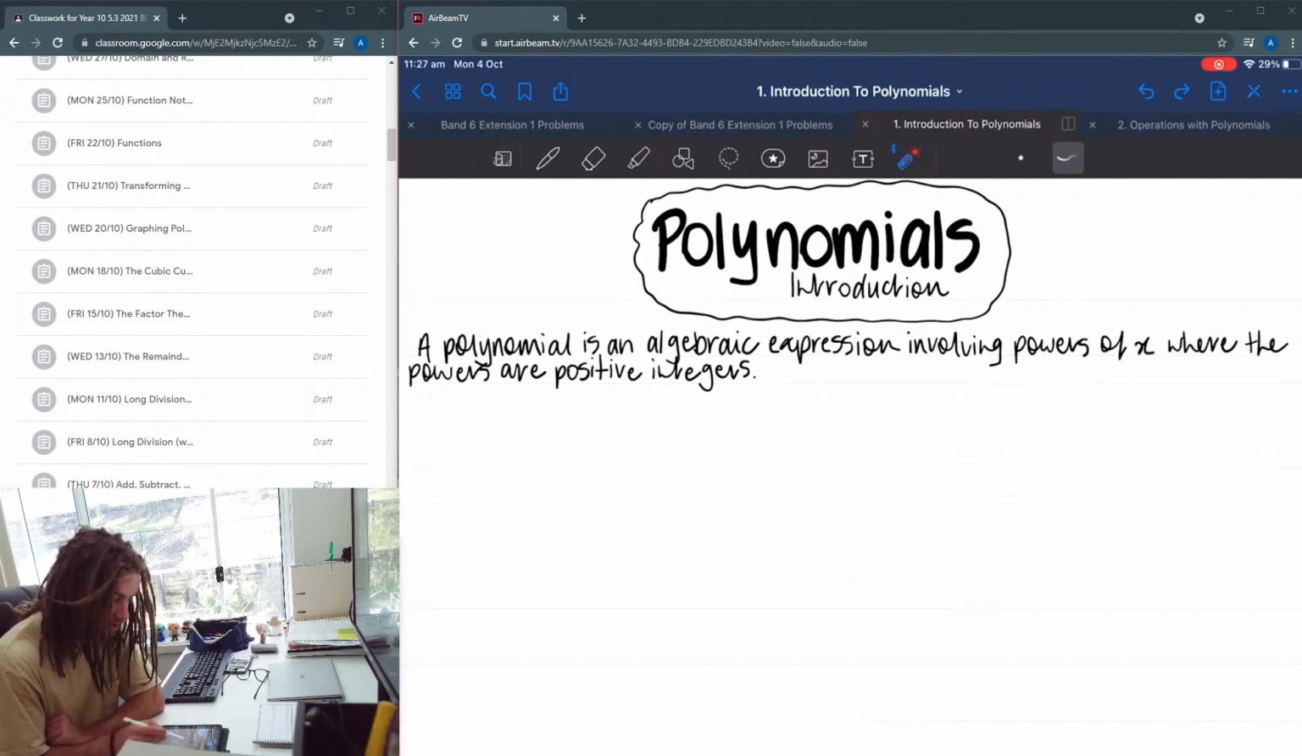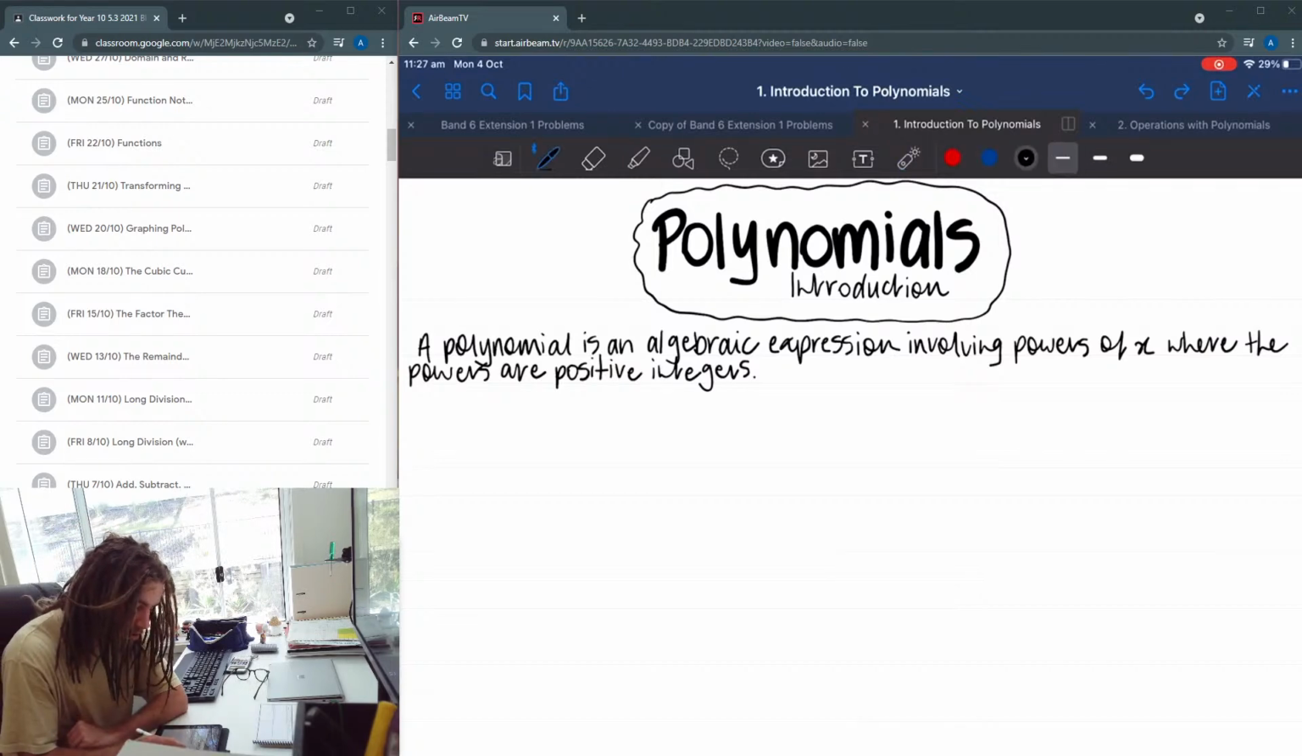I've just written what a polynomial is. It's just an algebraic expression involving powers of x. Powers of x have to be positive integers, and most polynomials are going to look like this.